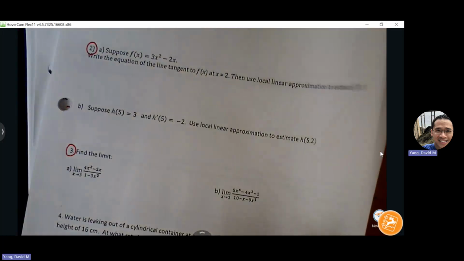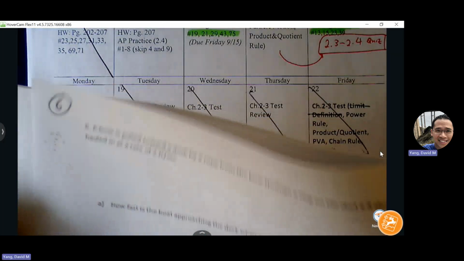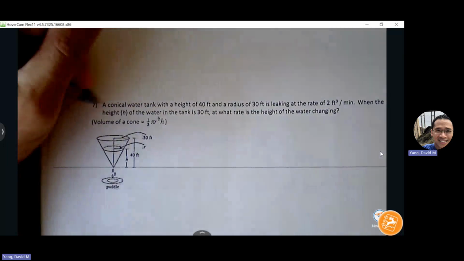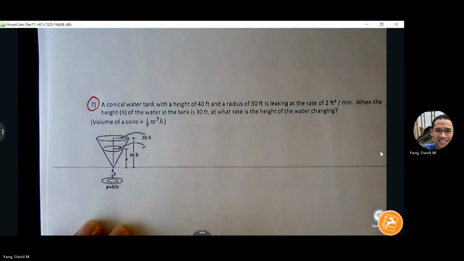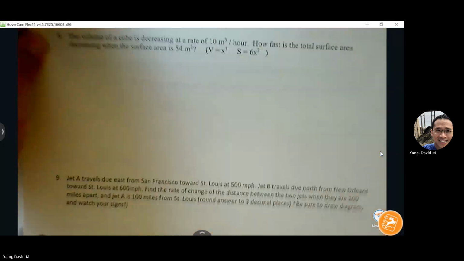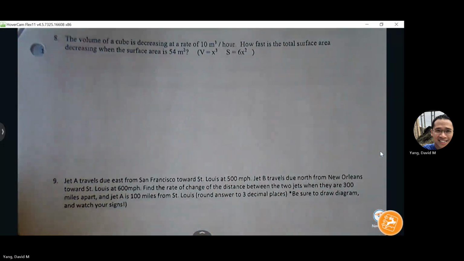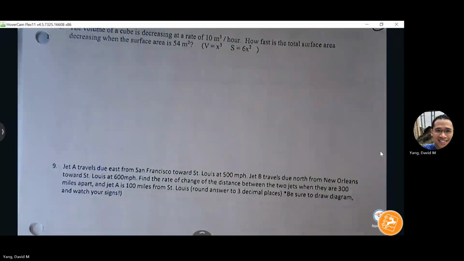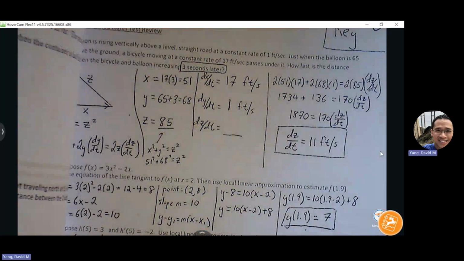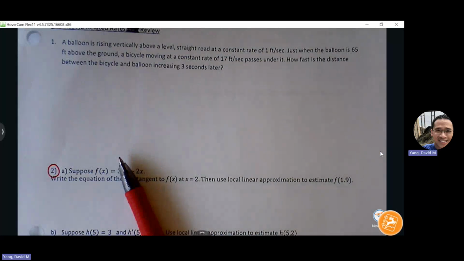I want to go after what you're going to see for sure. You're going to see a cone problem for sure. And then from there, you'll just see a variety of different types. It could be a shadow problem. It could be a cylinder. It could be spheres.